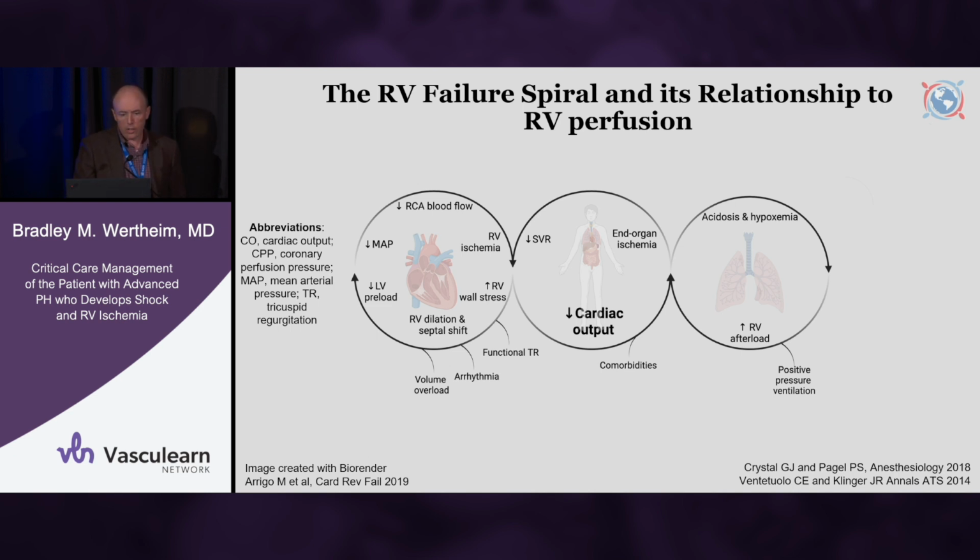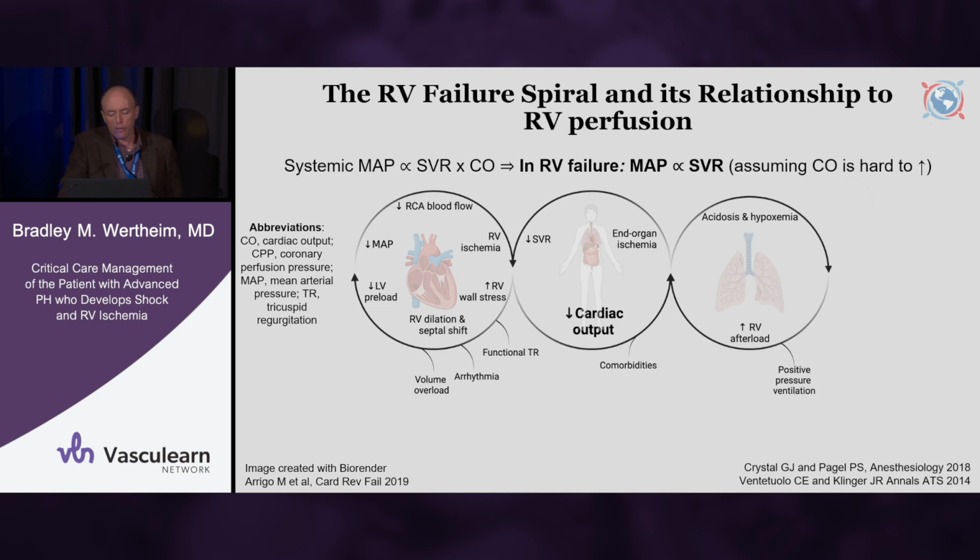So we understand that loss of coronary perfusion pressure now promotes myocardial ischemia, and that can translate into functional problems with the RV in the form of reduced systolic function, but also increased filling pressures. So we know mean arterial pressure is an important determinant of coronary perfusion pressure, and it's proportional to systemic vascular resistance as well as cardiac output.